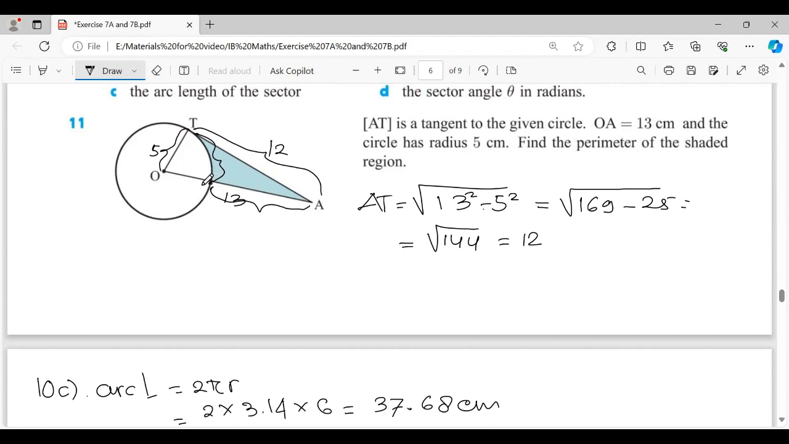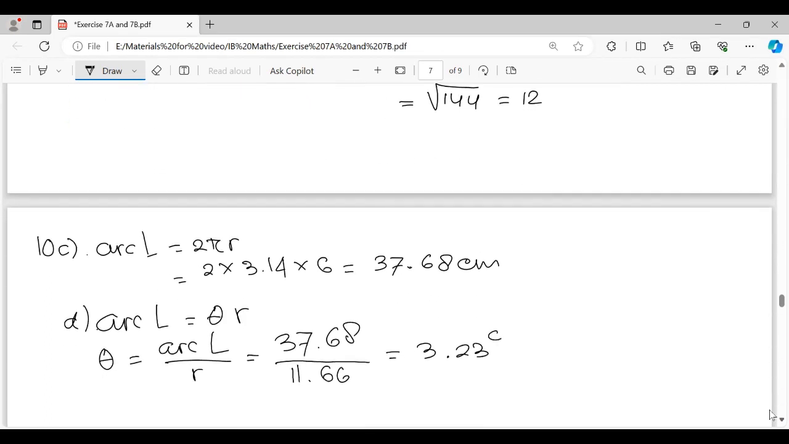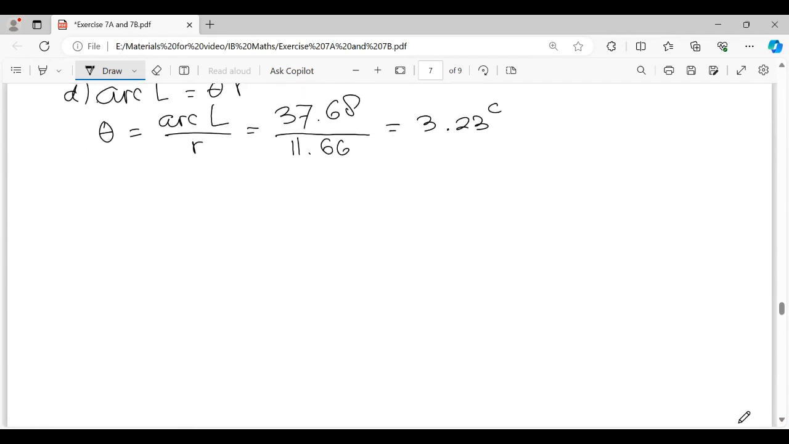AT already, and if this point is U, for example, U. Okay. We are going to find UT how much and UA how much. Okay. AT already fell. We'll move to this space. Okay. For number 11.